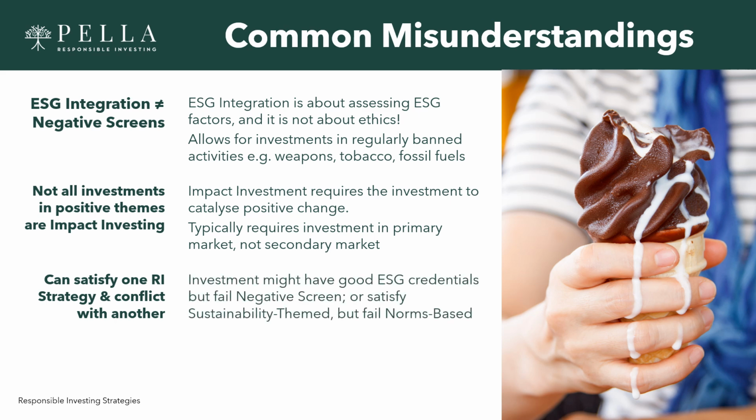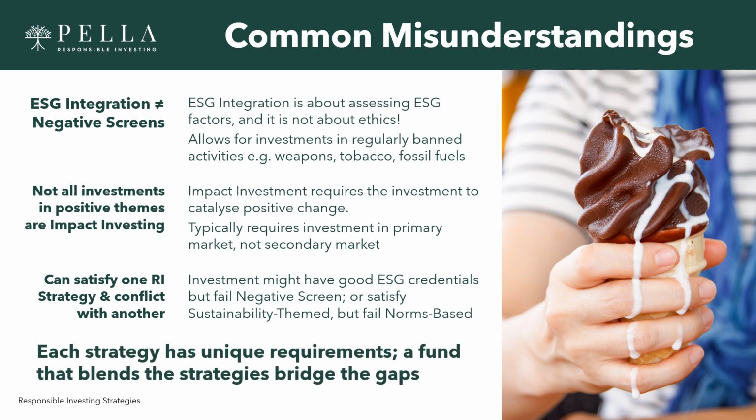For instance, a US defense contractor like Lockheed Martin may exhibit strong ESG credentials, making it suitable for an ESG integration strategy. However, due to its involvement in the weapons industry, it would not be appropriate for a negative screening approach. Similarly, Purdue Pharma might be eligible for a sustainability-themed healthcare fund, but it would fail norms-based criteria due to its role in the opioid crisis. In summary, each strategy has its distinct principles, which means an investment may meet the requirements of one but not another. A blended approach that incorporates multiple strategies helps bridge these gaps.